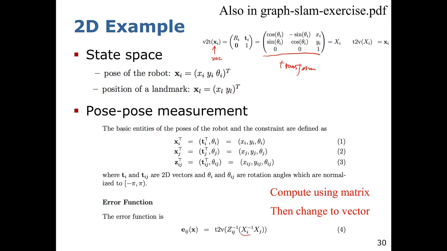So this part, xi inverse multiplied by xj, is computing the difference. This is our prediction. By multiplying the inverse of our measurement with our prediction, this is the total error in matrix form. Then we change the matrix back into a vector using this function, transform to vector. So eventually we have a 3x1 vector to denote our error. This is our error function.